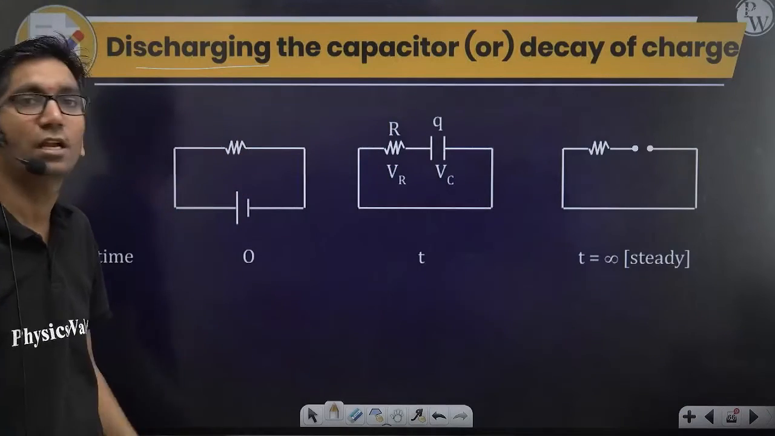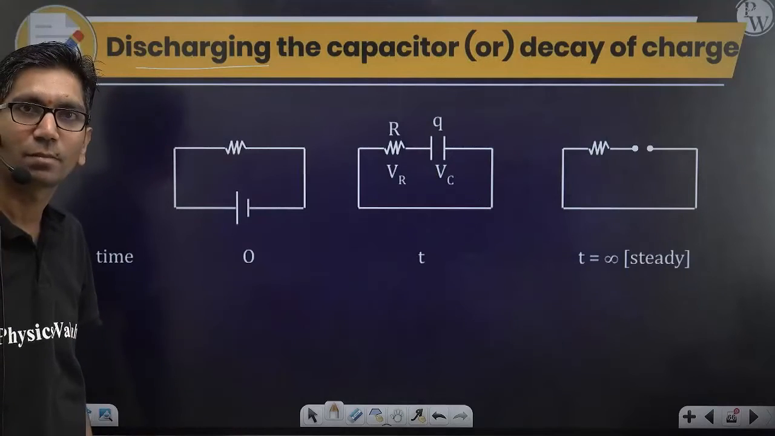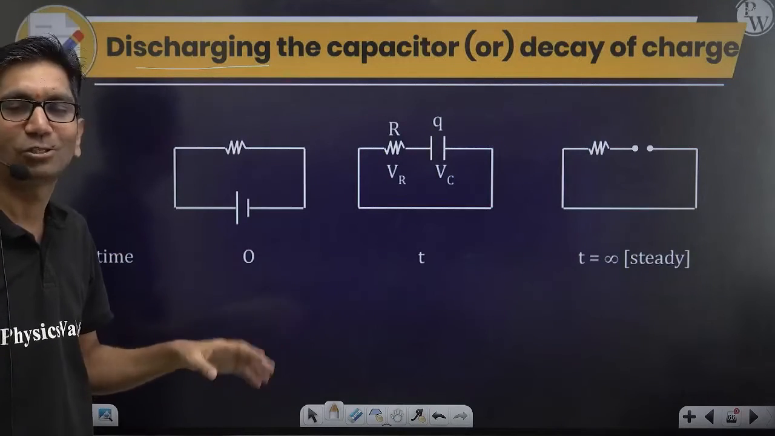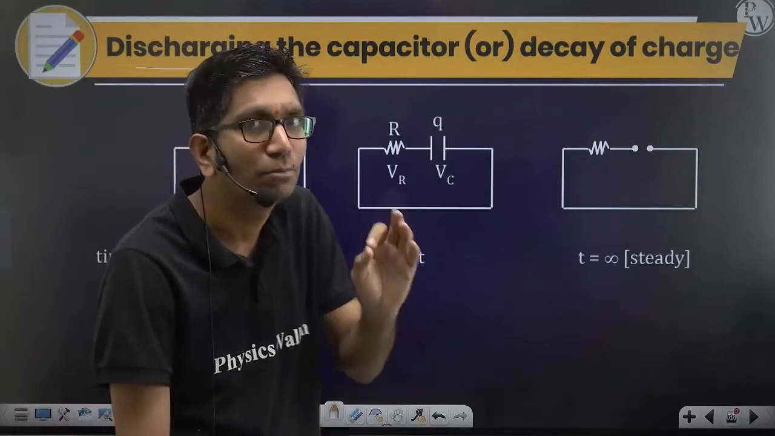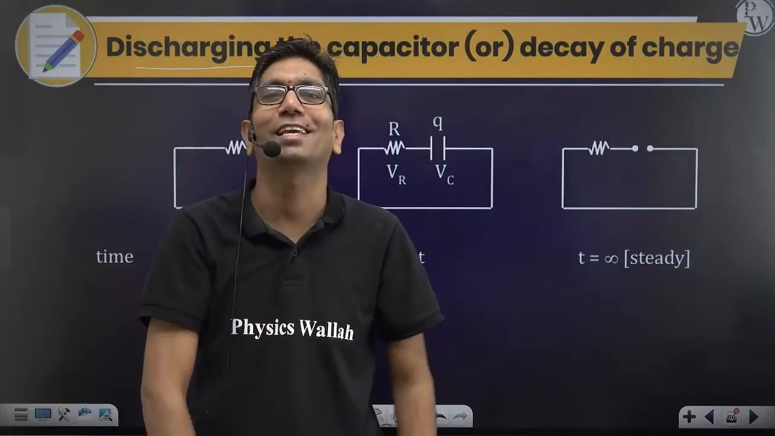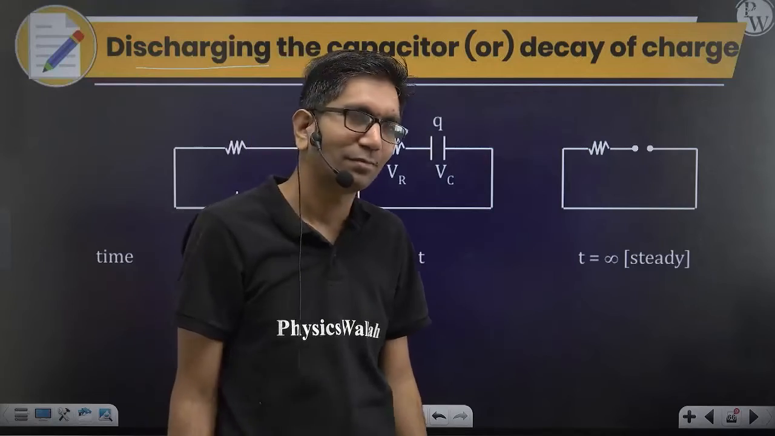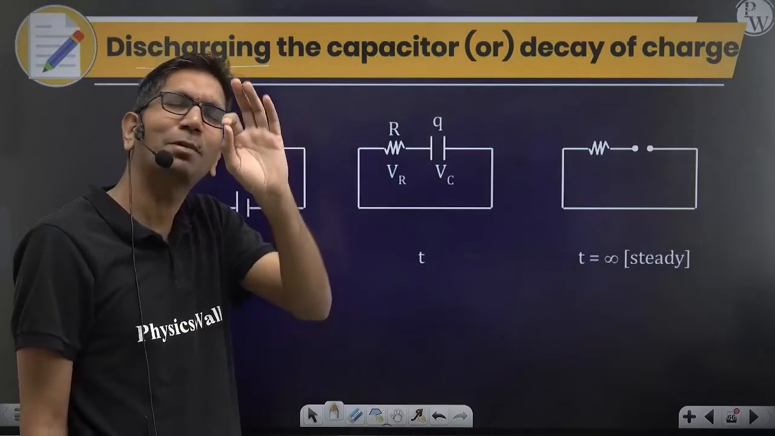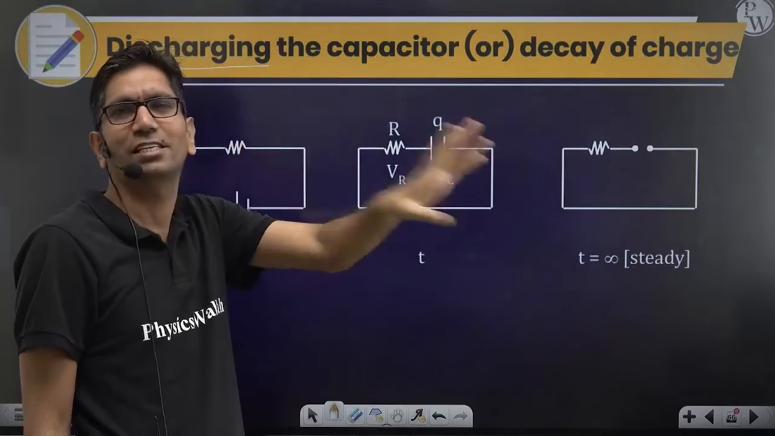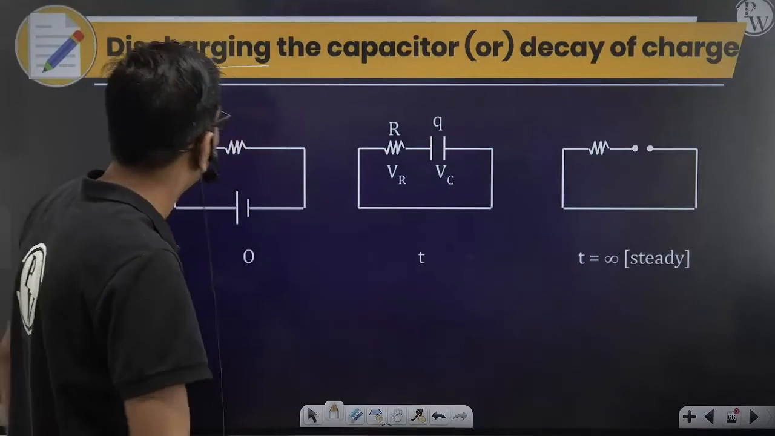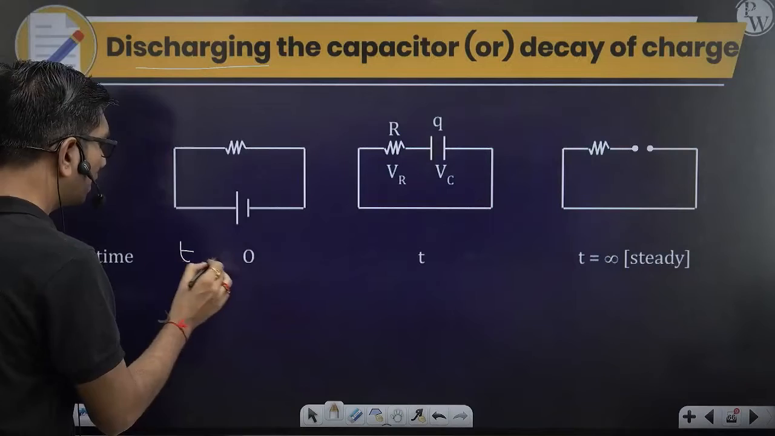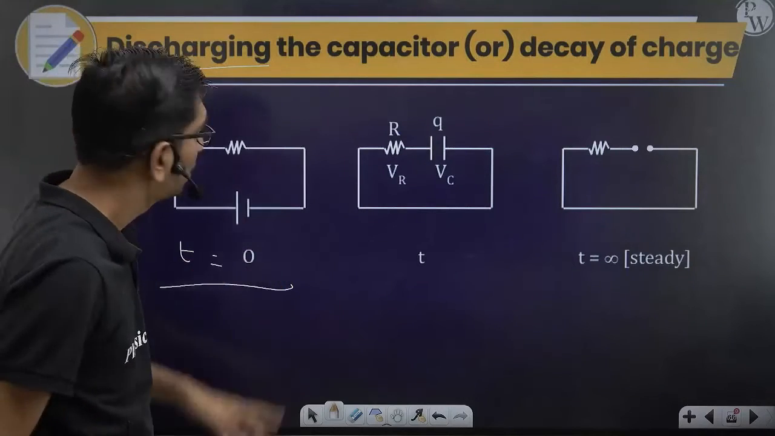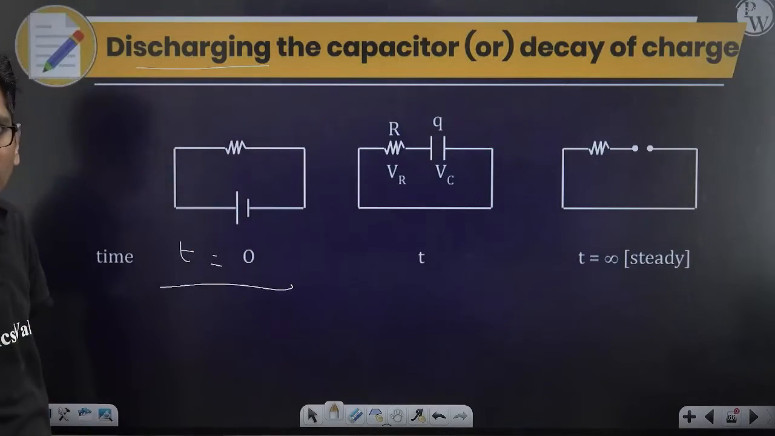Discharging the capacitor, or decay of charge. Now, discharging. Just now we have learned about the charging. I have given you all the key points very nicely, beta. So remember the key points, the graphs and the formulas, beta. That's it. Now, in the beginning, at time t equal to 0, we have a resistance, no?